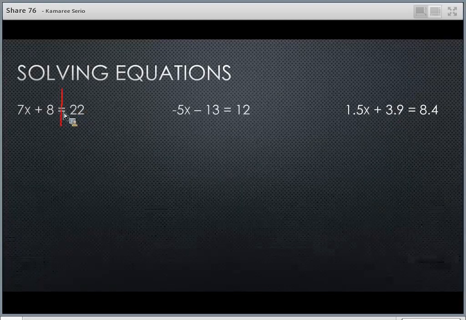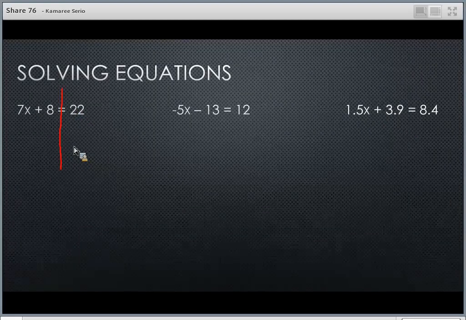Now again, equal sign is your barrier. Okay, I have 7 times x plus 8 equals 22. Now there's a few things happening on this side with my x, right? I have it being multiplied to 7, and I have it being added to 8. Normally, if you were asked to simplify this, you would use PEMDAS, right?